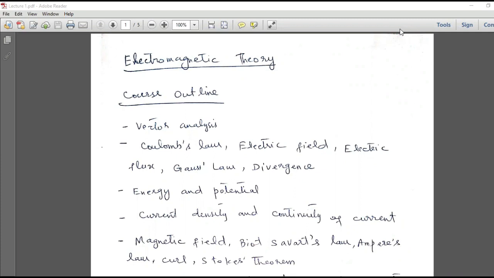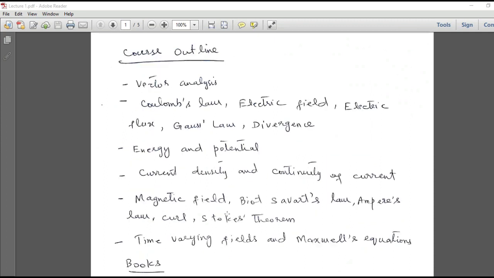Today I am going to start a new lecture series on the course of electromagnetic theory. This is a very interesting course which lies at the intersection point of physics, electrostatics and mathematics, including vector analysis. The contents of this course are vector analysis, Coulomb's law, electric field, electric flux, Gauss's law, divergence, energy and potential, current density and continuity of current, magnetic field, Biot-Savart's law, Ampere's law, Curl, Stokes theorem. And finally, time varying fields and Maxwell's equations will be discussed in this course.